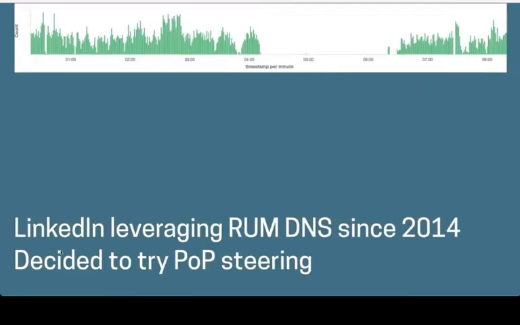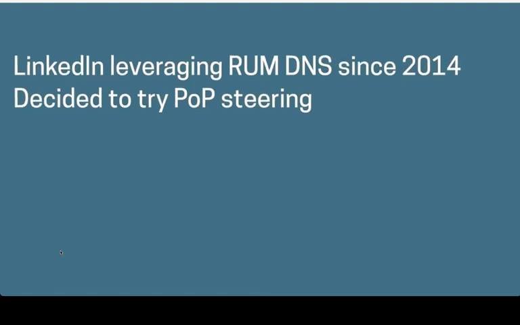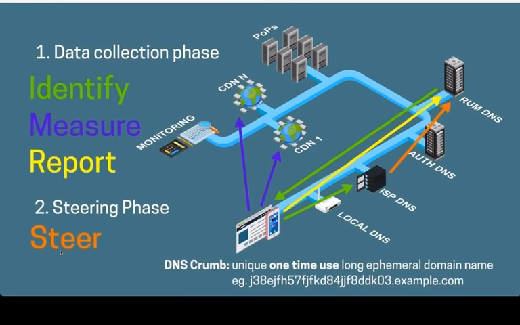So we've been using Rum DNS since 2014. Other companies have been using it since 2007. It worked so well for LinkedIn, we thought, all right, let's not just use it for CDNs, but let's use it for POPs. So what we started to do is measure the latency from our users to their POPs. Exact same thing as before, except now we're talking about POPs.